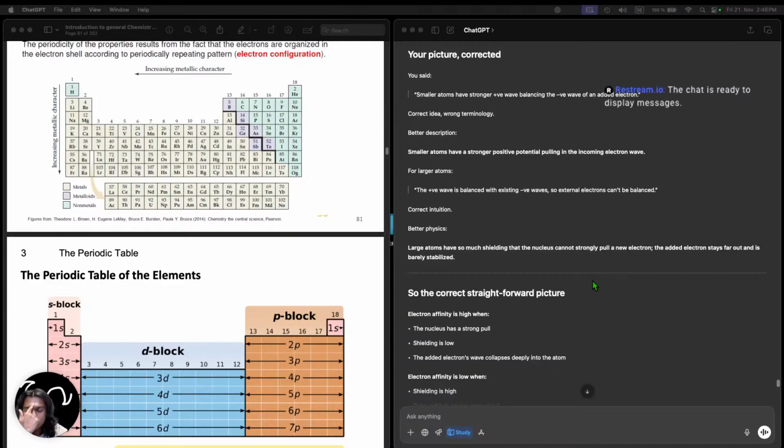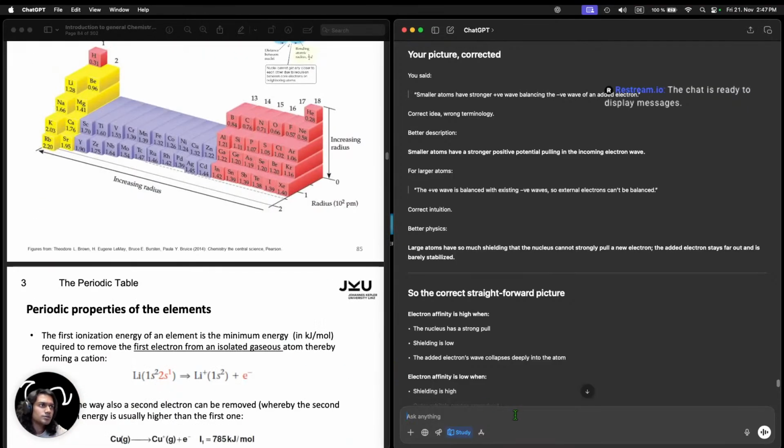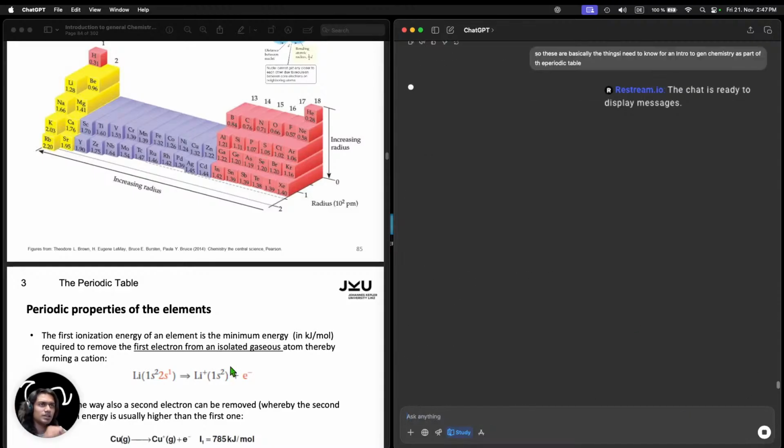So, in the case of electron affinity, I kind of understood now. So these are basically the things I need to know for an intro to general chemistry as part of the periodic table. I guess that's it, right? That's basically it.